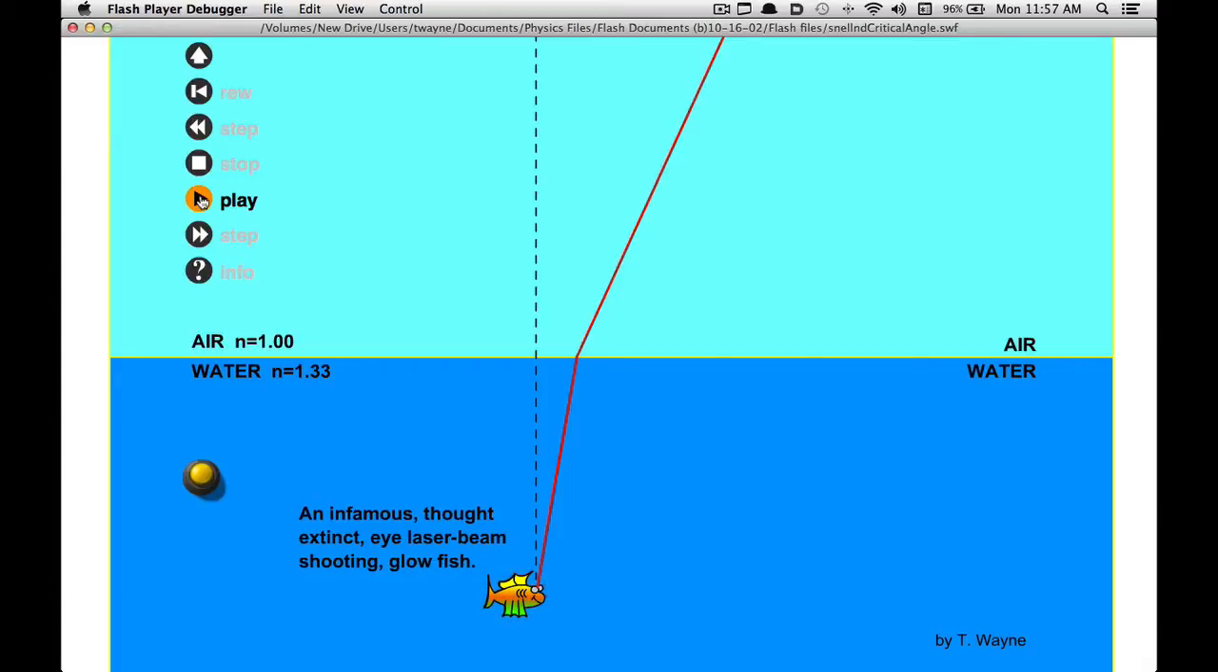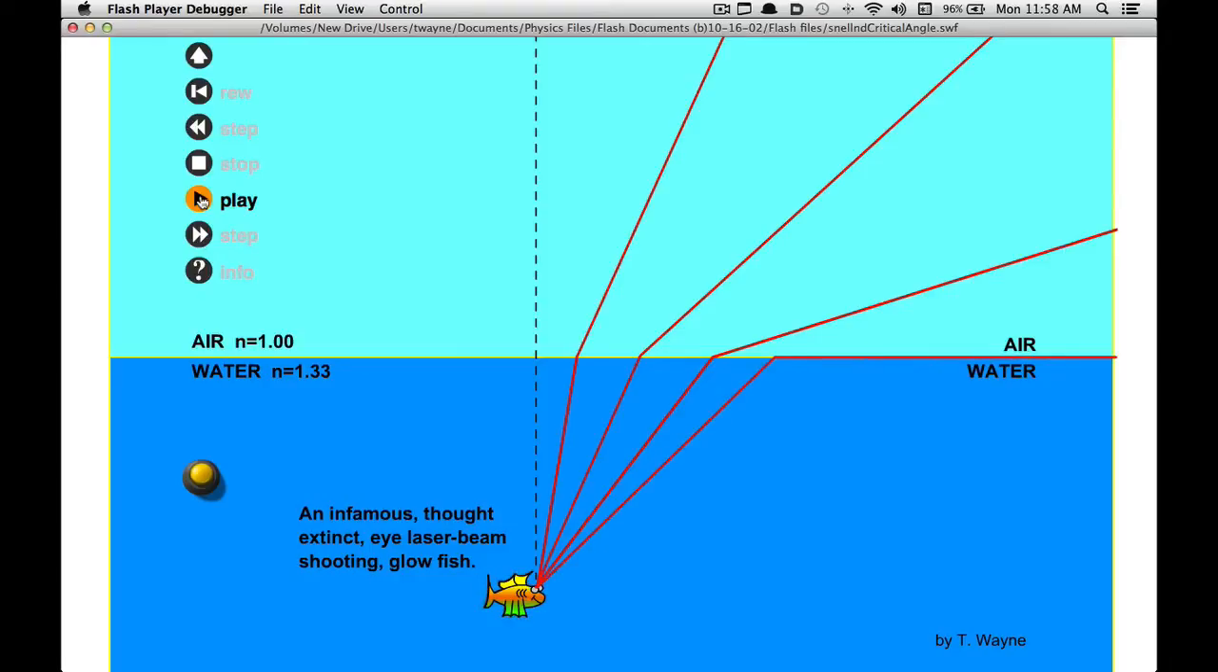And then he's going to shoot another laser beam up, and we can see that the laser beam, when it enters the air, refracts. So at this point, the fish can see everything that's in the air. Up here, still seeing everything that's in the air that his light can hit. But there is a point where he'll shoot a ray, and it'll bend away from the normal, because it's going from high index of refraction to low index of refraction. So it'll get to a point where it goes 90 degrees.